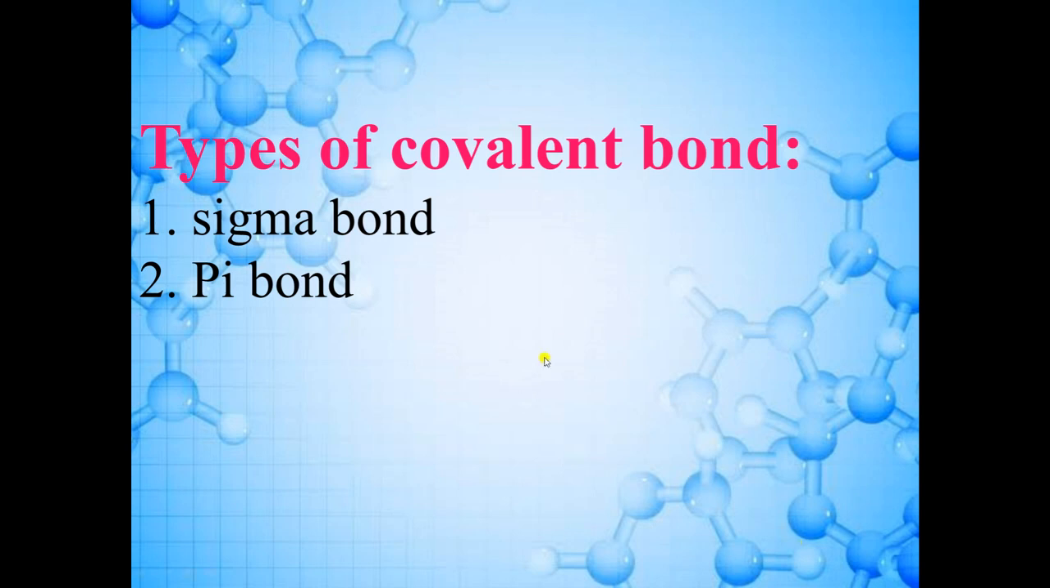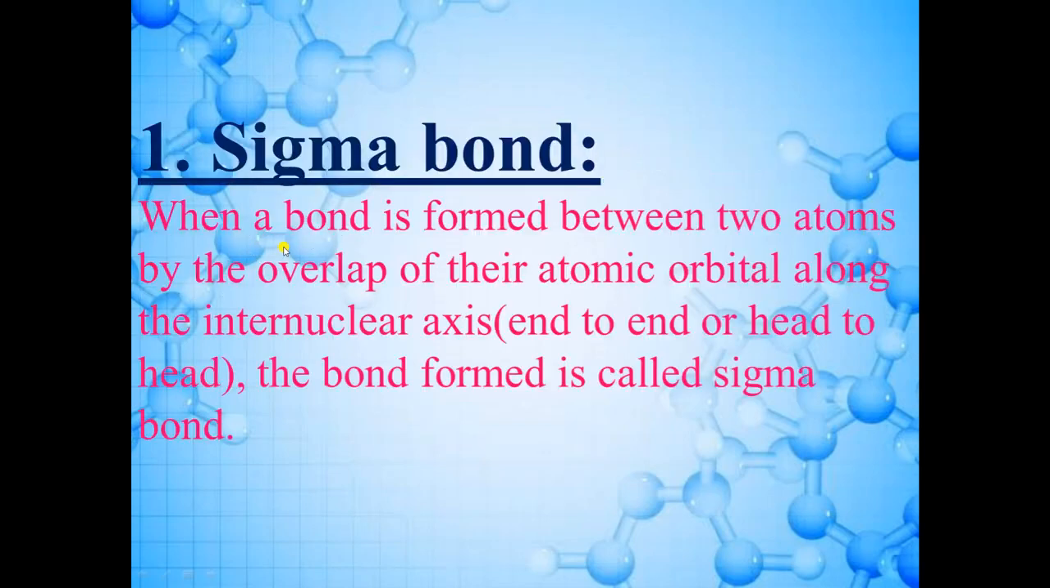Now we will study the types of covalent bond. There are two types of covalent bond. The first one is sigma bond and the second one is pi bond. First we will discuss sigma bond. What is a sigma bond? When a bond is formed between two atoms by the overlap of their atomic orbitals along the internuclear axis, or end-to-end or head-to-head overlapping, the bond formed is called a sigma bond.